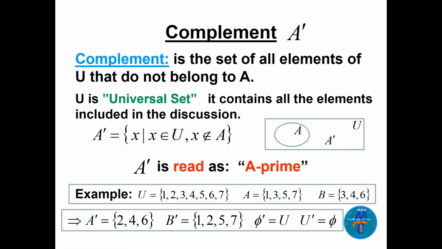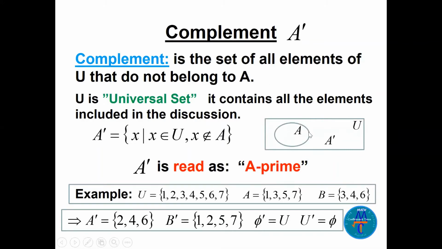Complement, A prime. Complement, not an easy word. The complement we read as A prime, we put a dash here. So what is A prime? The set of all elements of U that do not belong to A. Now listen, what is U? In math we call it the universal set. What is a universal set? The universal set contains all the elements included in the discussion. So it is the big set in every question. So this is U.